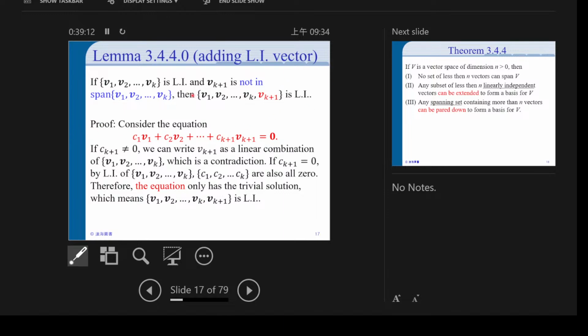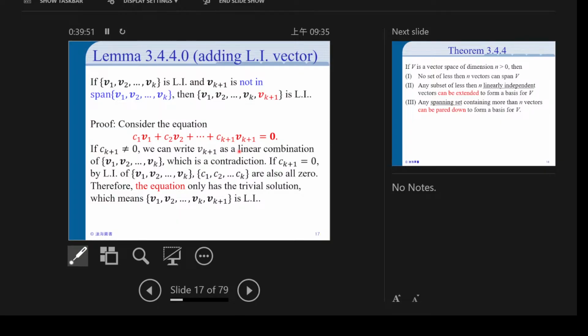And the negation of this statement is quite obvious. If Vk plus 1 is inside the span, then it's a linear combination of those vectors, and the set will not be LI. But anyway, let's prove this statement. If you have something not inside the span, and you add it into your set, then you still have a linearly independent set. And so we go by definition. We check the definition for your set: whether this linear combination equal to 0 has a non-trivial solution.